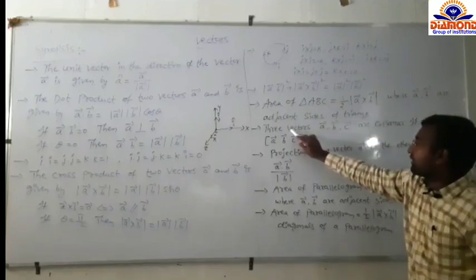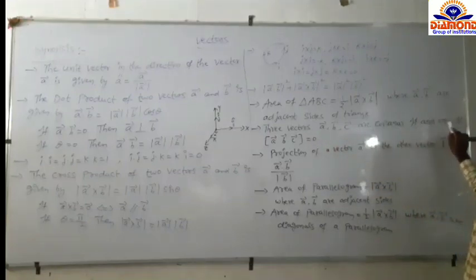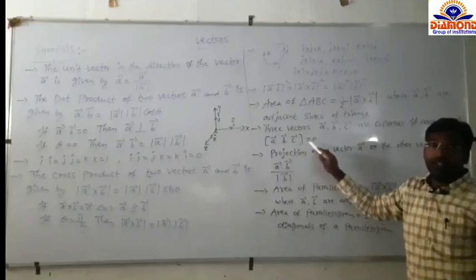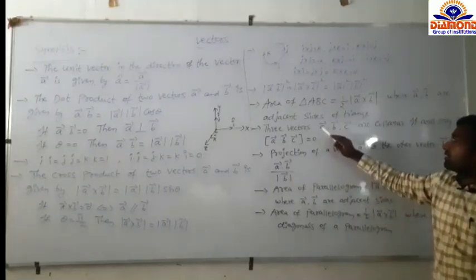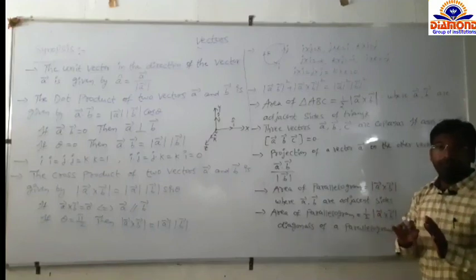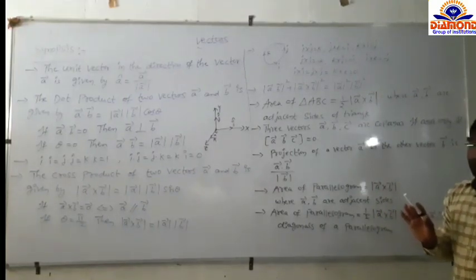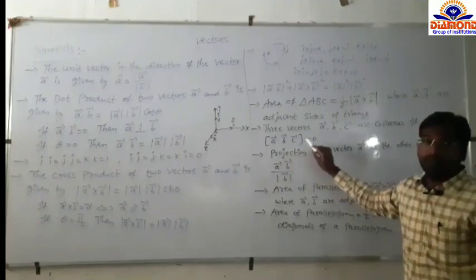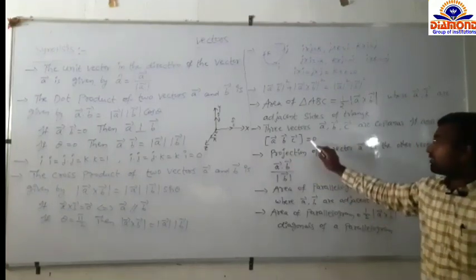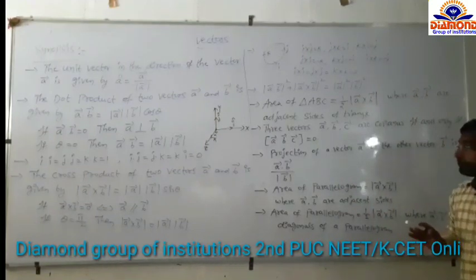So next, three vectors a bar, b bar, c bar are coplanar if and only if box abc equal to 0. This means three vectors a bar, b bar, c bar lie on the same plane. At that time you say coplanar, otherwise it is called non-coplanar. Coplanar condition is box abc equal to 0. If you get box abc not equal to 0, at that time you can say three vectors are non-coplanar.